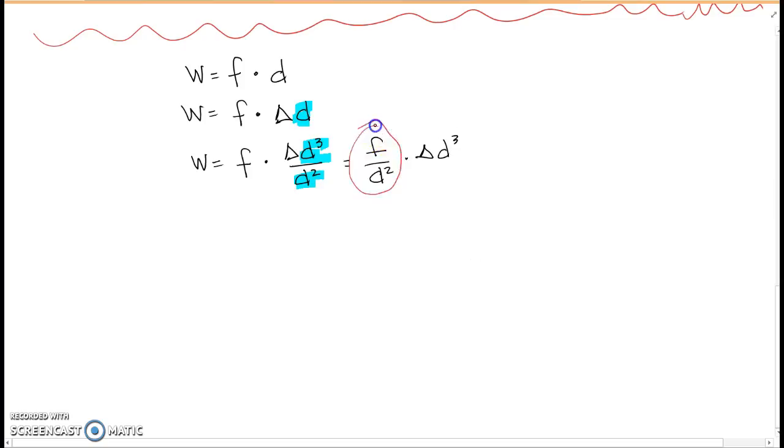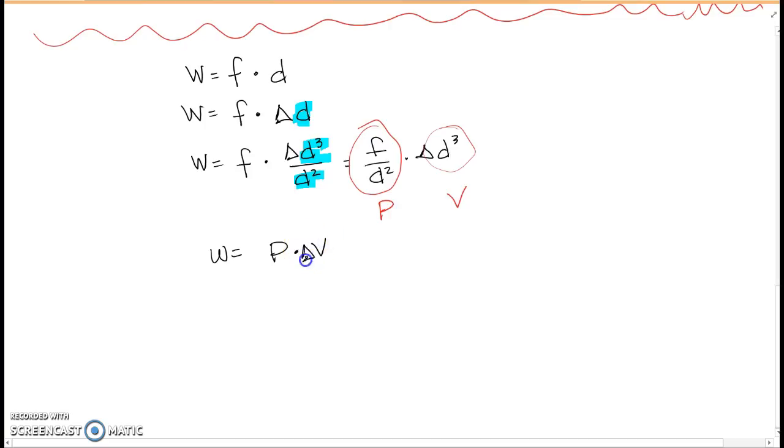All right, this is force over distance squared. That's force over area. In your mind, you're just saying, I know what force over area is, right? That's pressure. The change in the distance cubed is the same as what? Volume. So what that means is work is equal to pressure times volume.